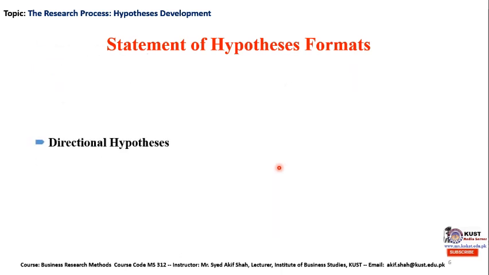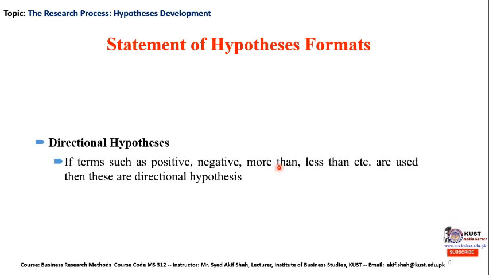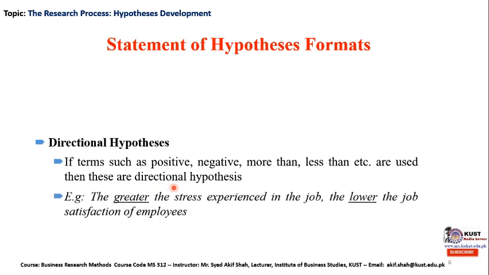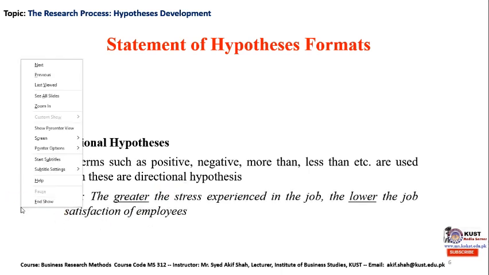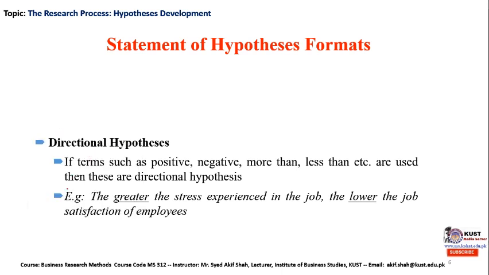The second type of hypothesis can be the directional hypothesis. For example, if terms such as positive, negative, more than, less than, etc. are used, then these are known as directional hypotheses. As an example, we can discuss this statement as a directional hypothesis: the greater the stress experienced in the job, the lower the job satisfaction of the employees.